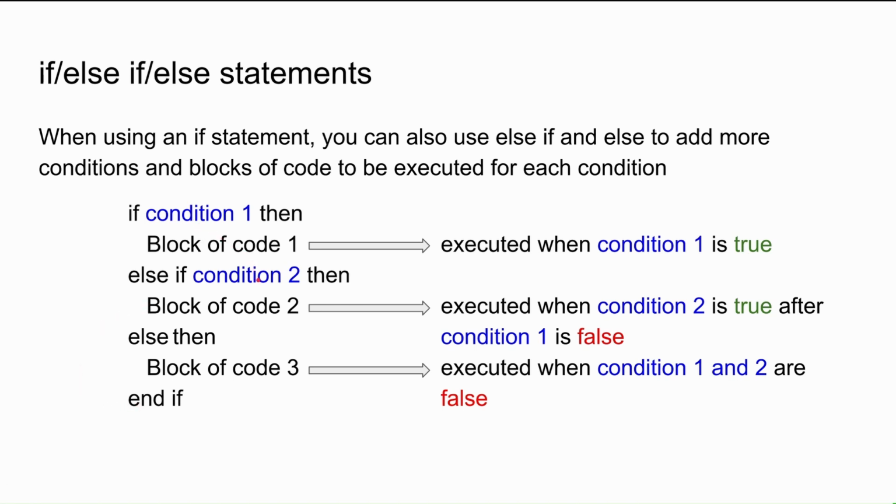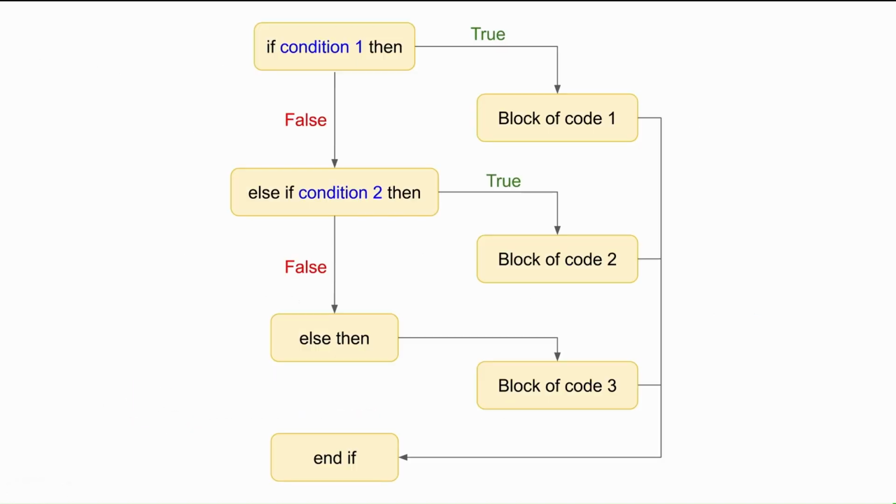But if condition 1 and 2 are false and we have the else, then this block of code 3 will get executed, and then the if ends. This may be a bit complicated to understand the first time you see it, but here we can see it in a flow diagram. First, it checks the condition 1 in the if, and if it's true, then it will execute the block of code 1, and it will go directly here, following this line, to the end if.